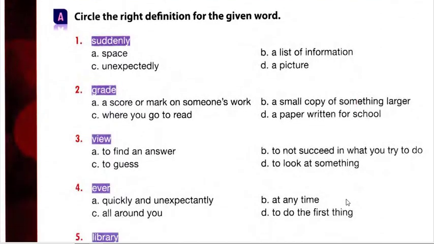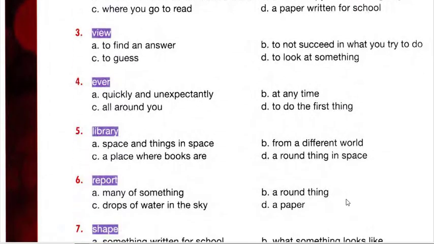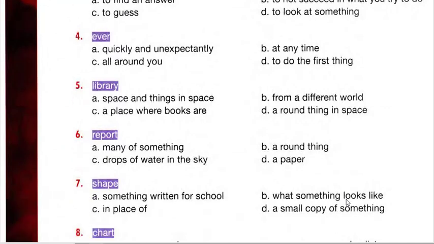So after that we have exercises guys. Circle the right definition for given word. For each word you have 4 options, and you choose the suitable option. Suddenly is C, unexpectedly. Grade is a score or mark someone's work. View means to look at something, D. Ever, B, at any time.